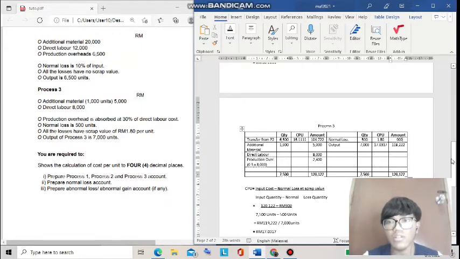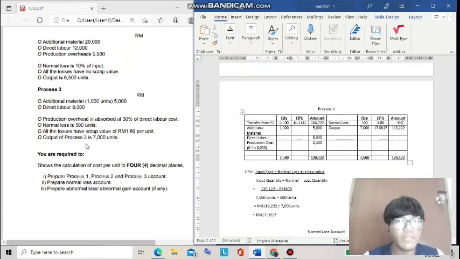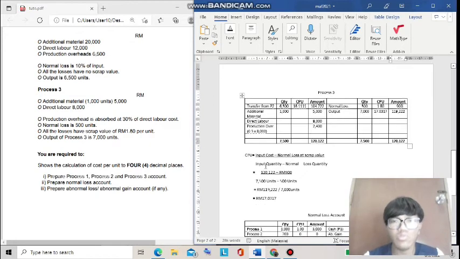Now he gave the process 3 output as 7,000 units. So we want to find the CPU and the amount. How to find the CPU? Input cost minus normal loss at scrap value, divided by input quantity minus normal loss quantity, and we divide this, and we can get the CPU of about 17.0317 ringgit. So we can get the amount at the same amount.